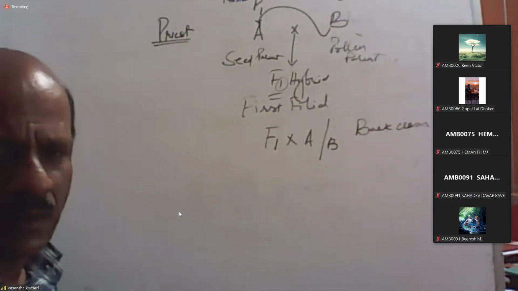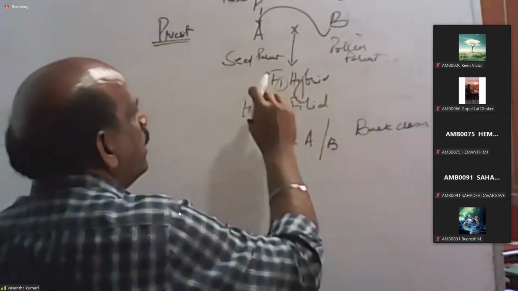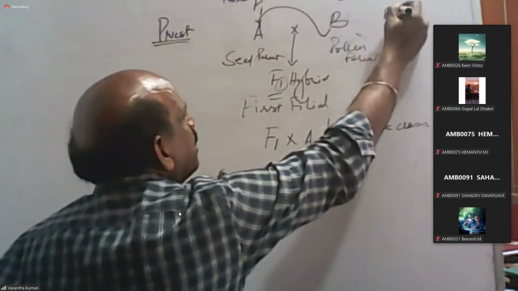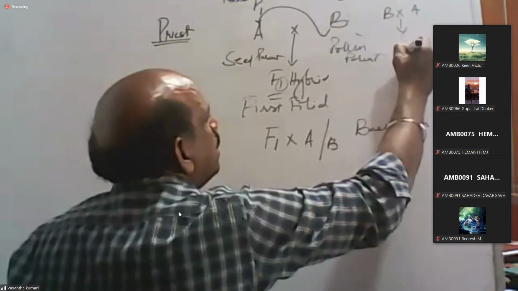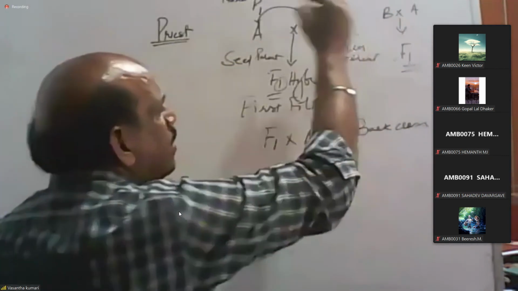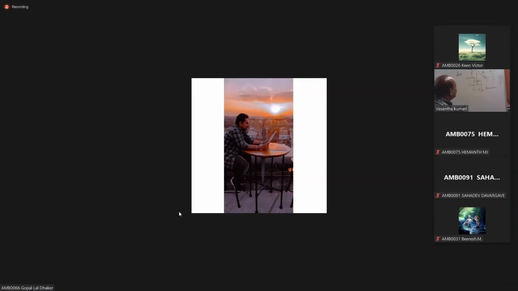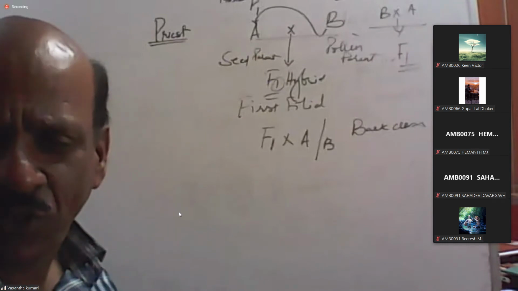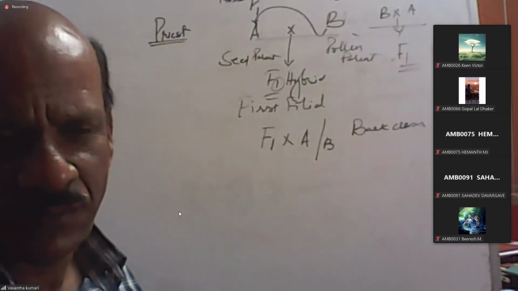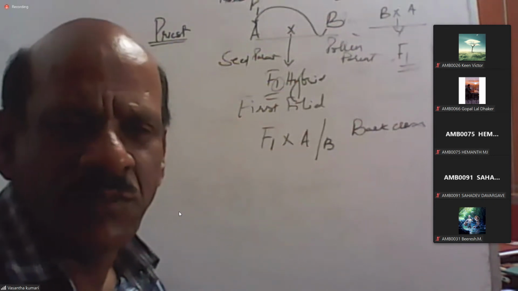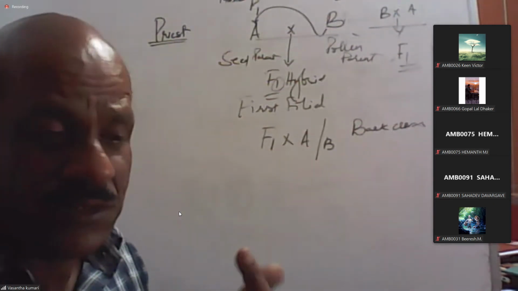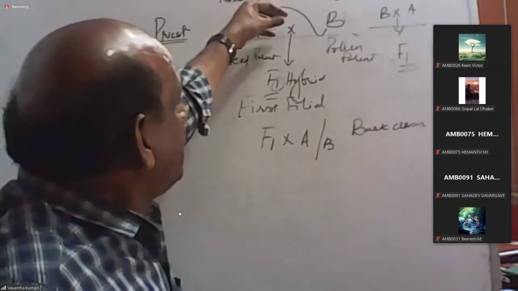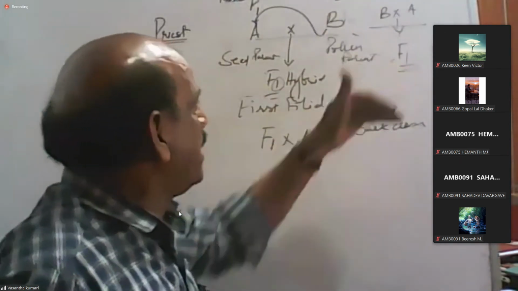Okay? Now, instead of making A the female, if I make B the female and A the male, you get an F1. What is this cross called? Reciprocal cross. Now, A into B and B into A are a set of reciprocal crosses. Reciprocal crosses doesn't mean only one. What is a reciprocal cross? A into B, you derive an F1. B into A, you derive an F1.